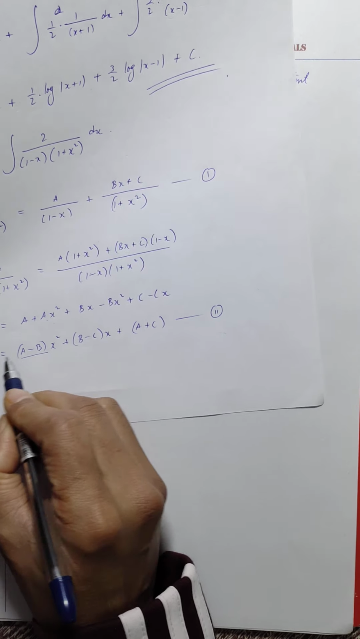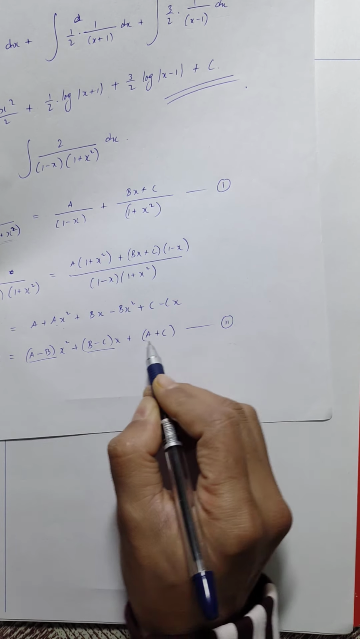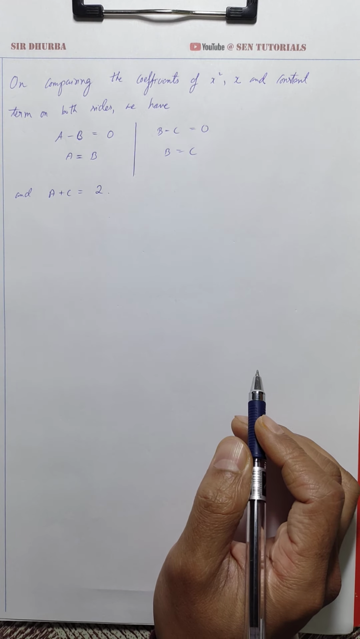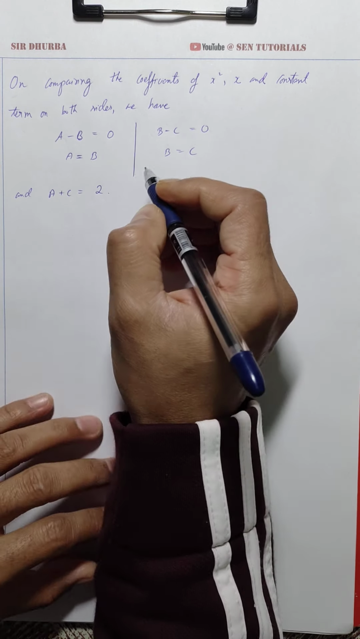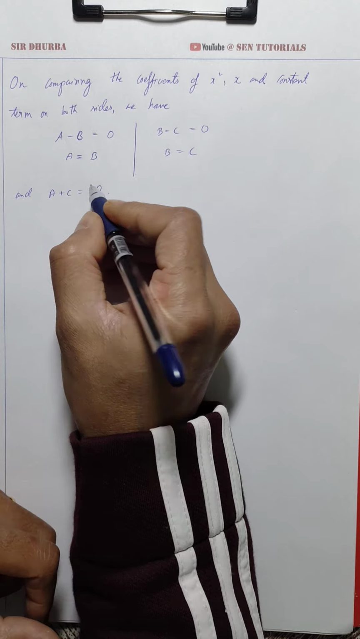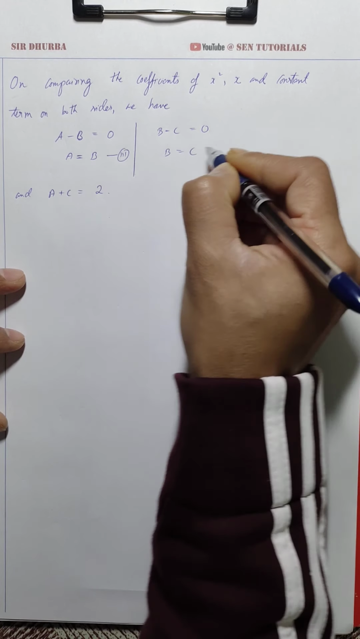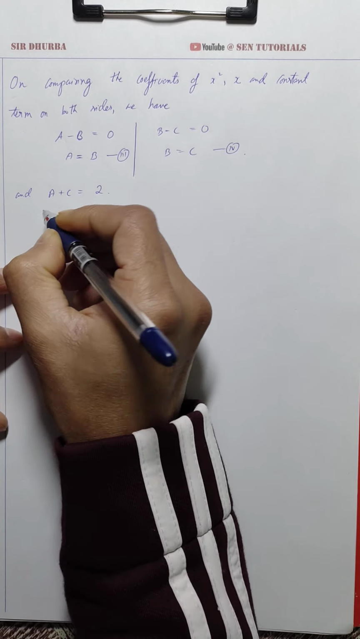Right, a minus b equal to 0, b minus c equal to 0, a plus c equal to 2. All right, okay, so now let's solve this, find out the values of a, b and c. So how do we solve this? So far we have written equation 2. If you want, you can mark it as equation 3 and equation 4.